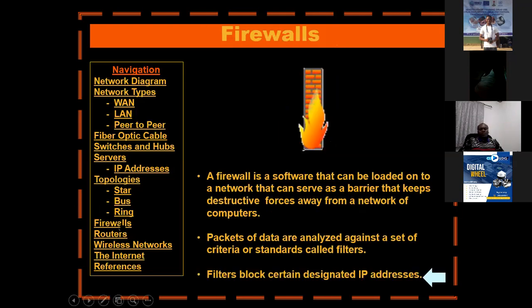Let's look at firewalls. A firewall can either be a software or a hardware that can be loaded onto a network to serve as a barrier that keeps destructive forces away from a network of computers. Packets of data are analyzed against a set of criteria or standards called filters. Now, filters block certain designated IP addresses.